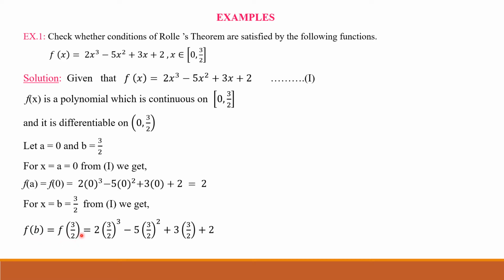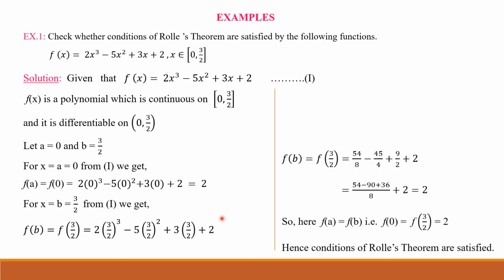f of b equal to f of 3 by 2, value of b is 3 by 2, equal to 2 into 3 by 2 cube minus 5 into 3 by 2 square plus 3 into 3 by 2 plus 2. Putting the values in equation 1. Then f of b equal to f of 3 by 2. Here is 3 cube. 3 into 3, 9 into 3, 27 into 2, 54 divided by 2 cube is 8, 54 divided by 3 square is 9, 9 into 5, 45 divided by 2 square is 4, therefore minus 45 divided by 4.